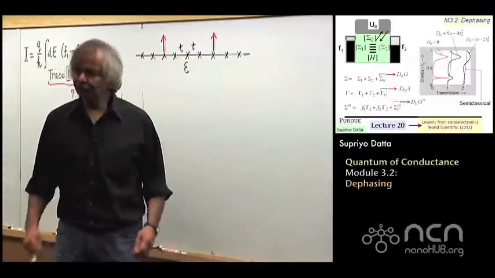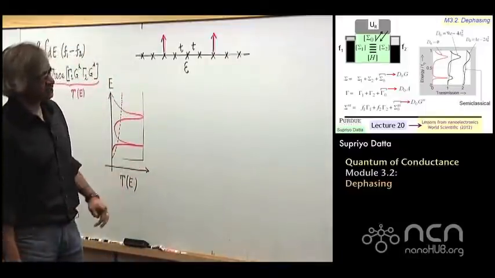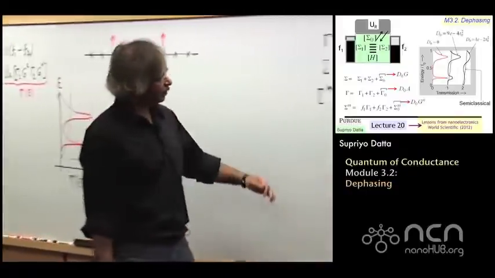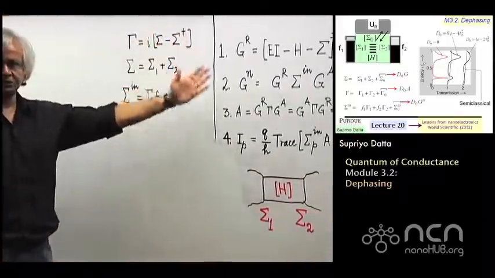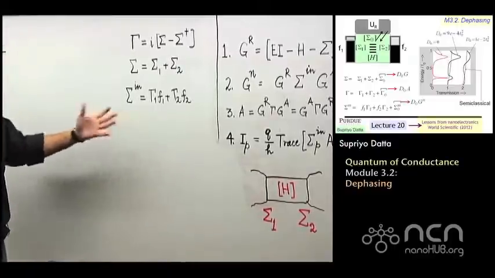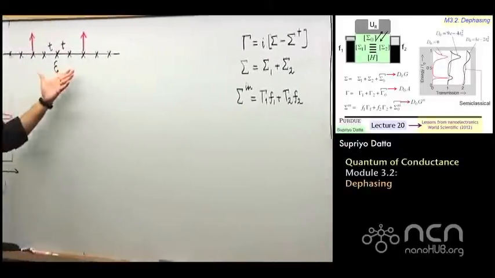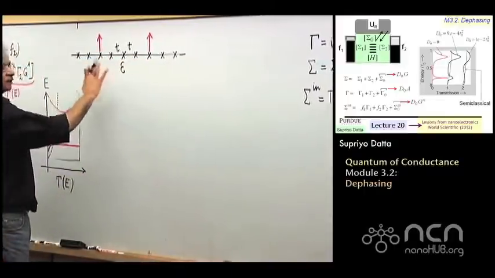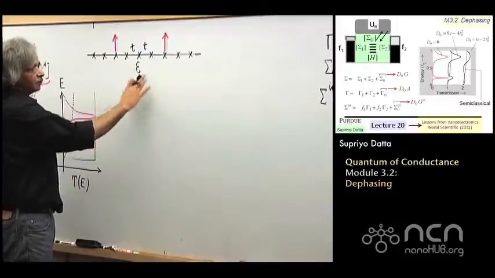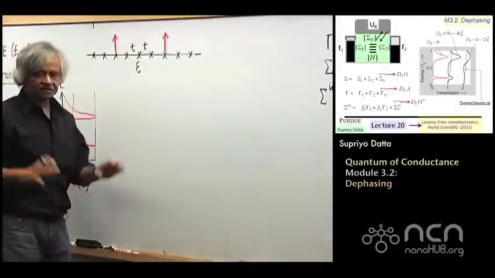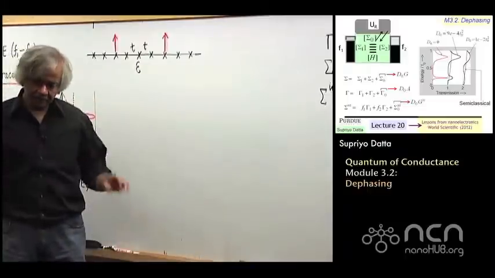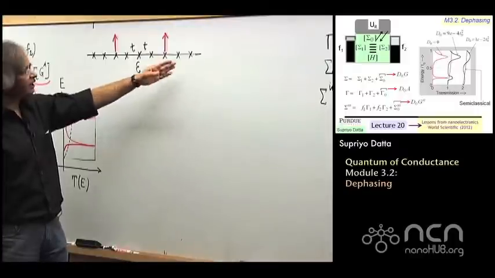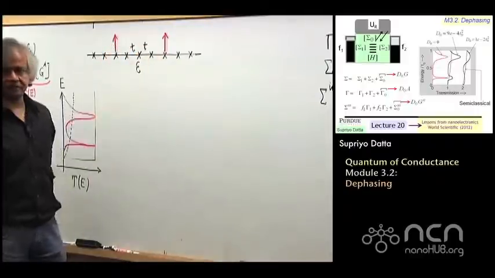As you may recall from the last module, we discussed one application of the general equations that we developed last week. This is a one-dimensional problem, and in a one-dimensional problem, it's relatively straightforward to write down the Hamiltonian and the sigma matrices that tell you the connection to the contacts. And we used that to discuss this problem of a wire with two scatterers.